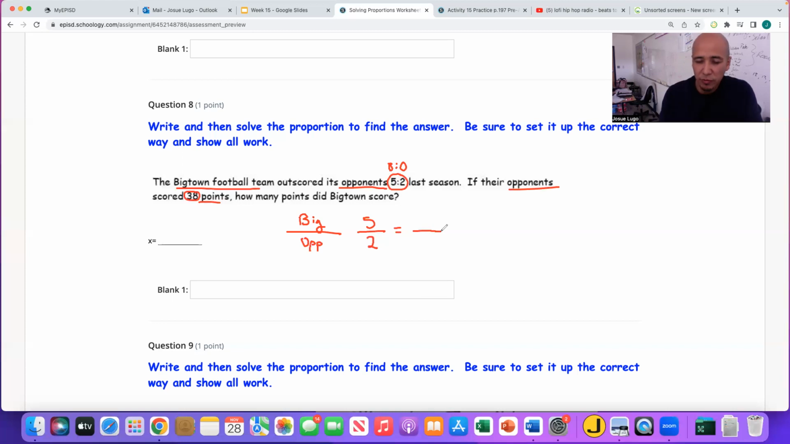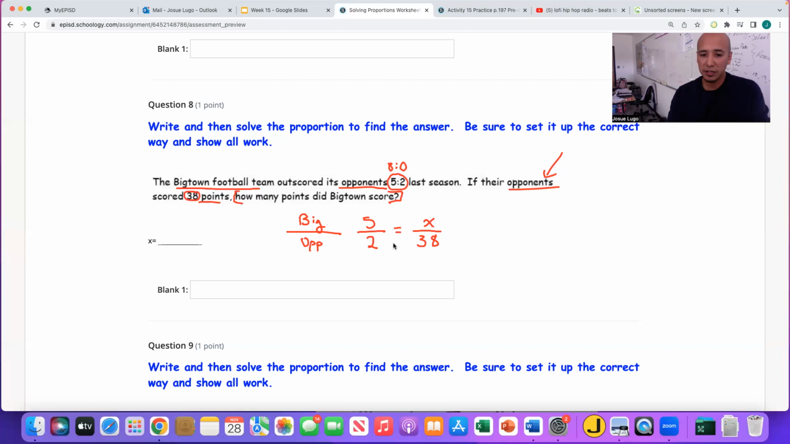However, we're given more information. We see here that it says that the opponents scored 38 points. So ask yourselves, where is that 38 going to go? On the numerator with Big Town or on the denominator with the opponents? Well, obviously, we see that 38 has to do with the opponents, so that's going to go on the denominator. And the question is asking how many points did Big Town score? In other words, we don't know how many points Big Town scored.